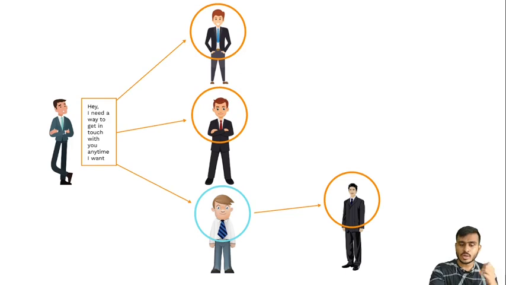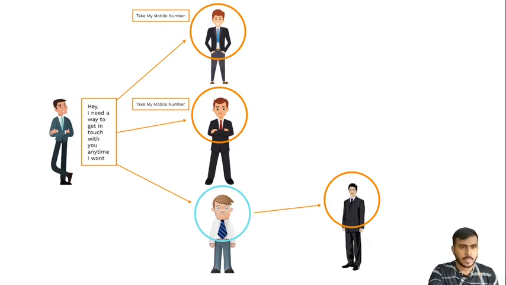So what the first business owner, boss 1, is saying is: take my mobile number. And by taking the mobile number of boss 1, Adam can always contact boss 1. Okay, similarly boss 2 is also saying take my mobile number. And boss 3, as he is not directly accessible to us, his manager is telling us: take my mobile number and I will connect you with my boss whenever you want.